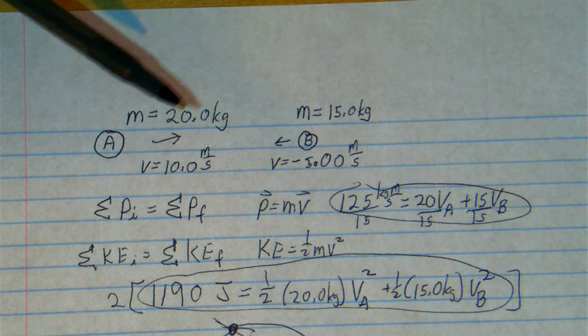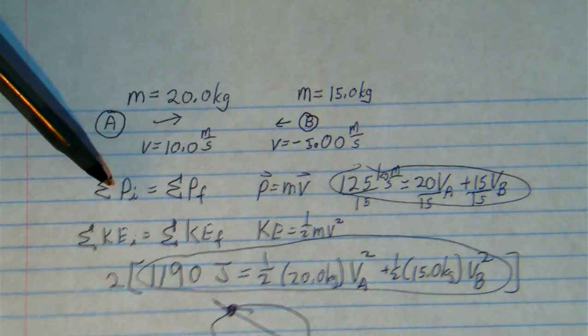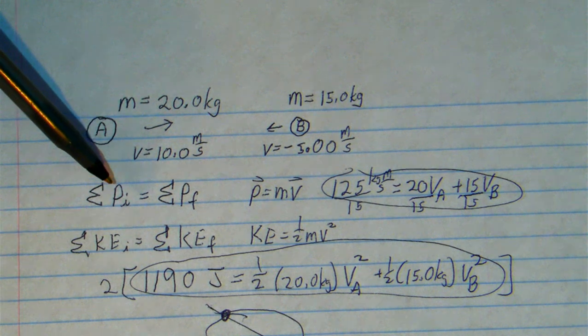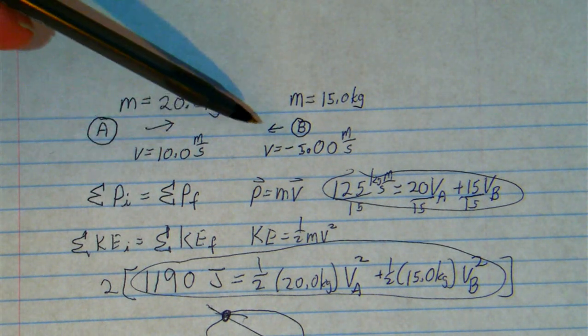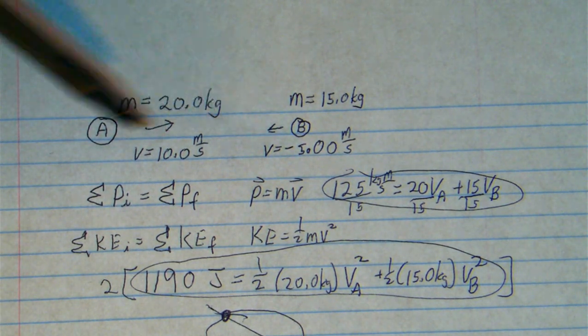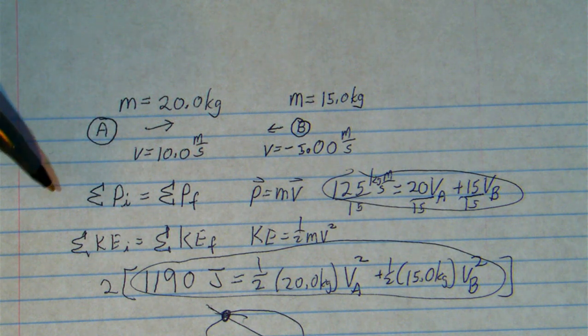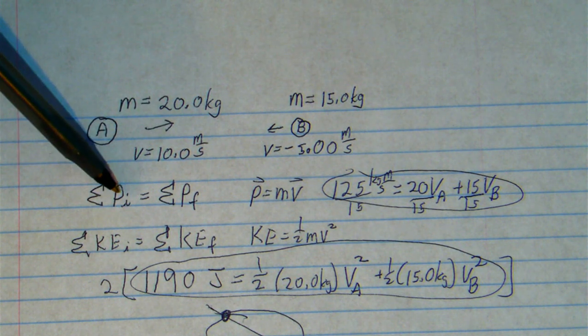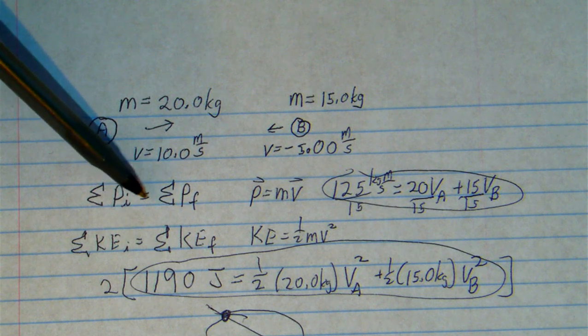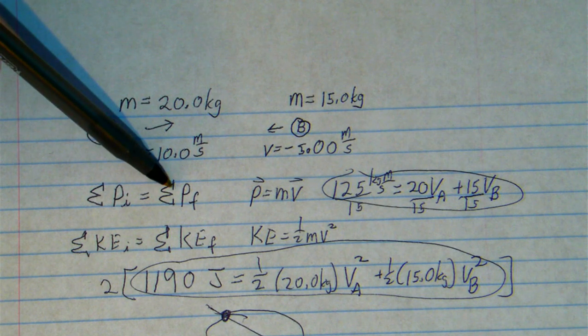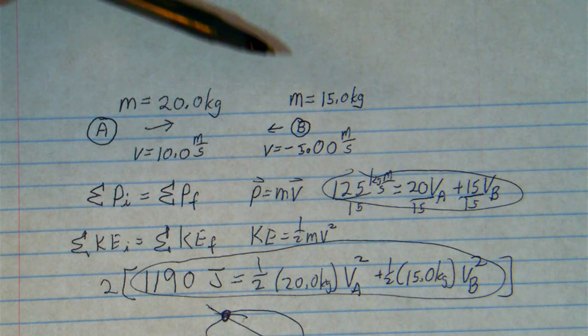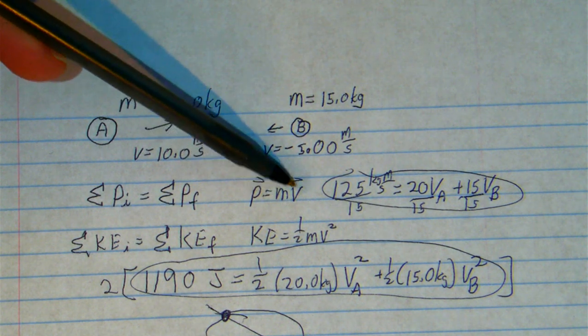after they collide. The first principle is conservation of momentum, because no matter what kind of collision it is, momentum is always conserved. The sum of all the momenta before they collide is equal to the sum of all the momenta after they collide. The formula for momentum is mass times velocity.